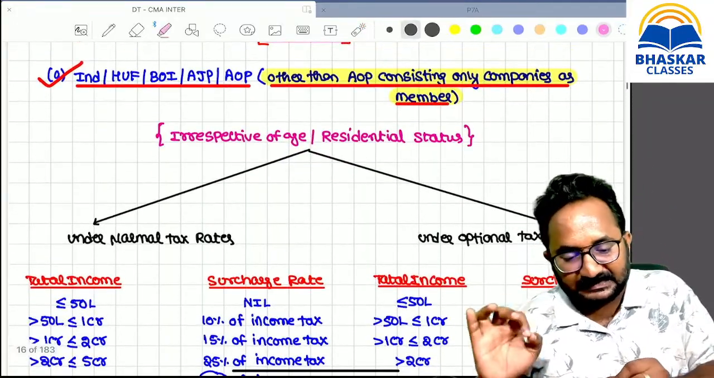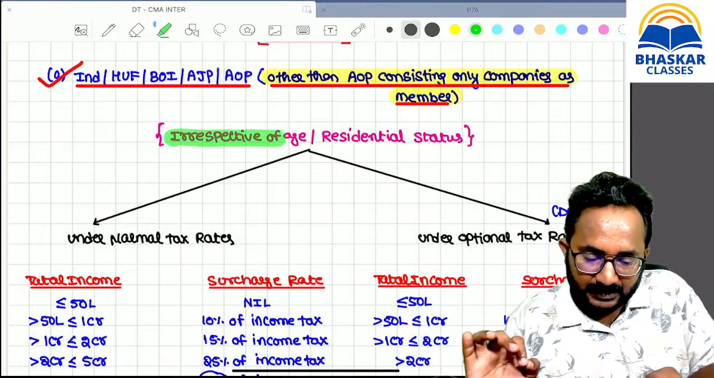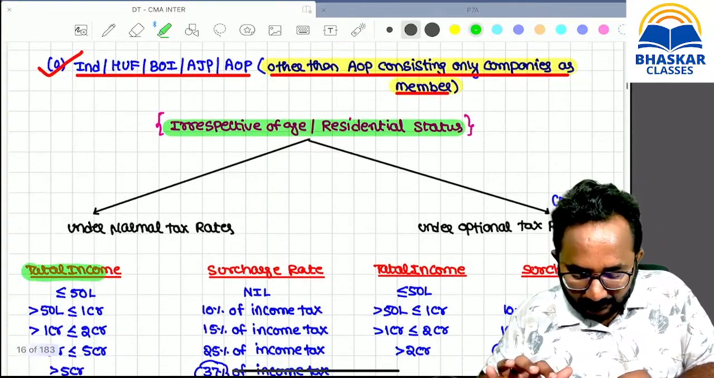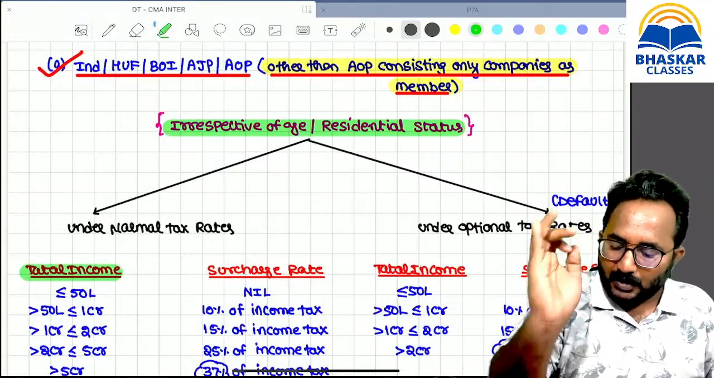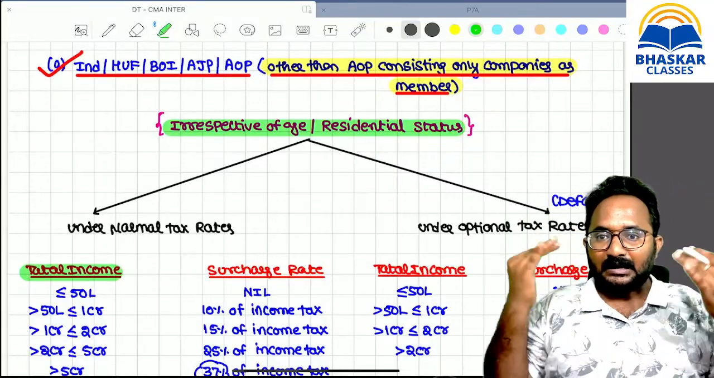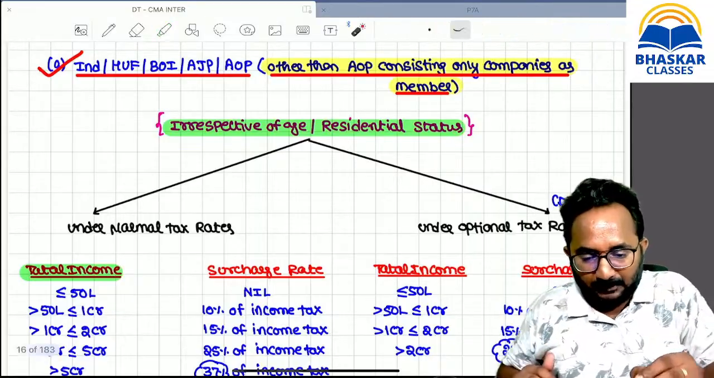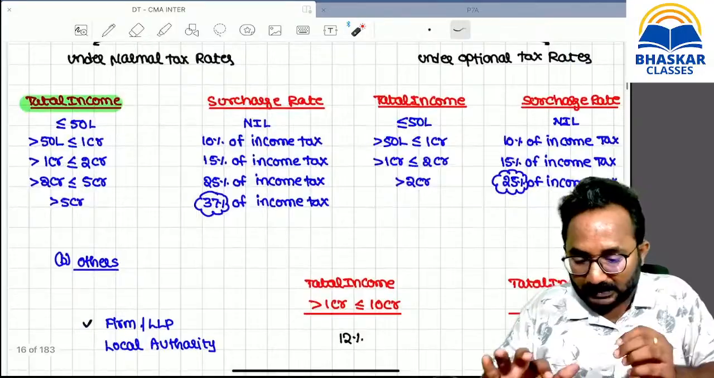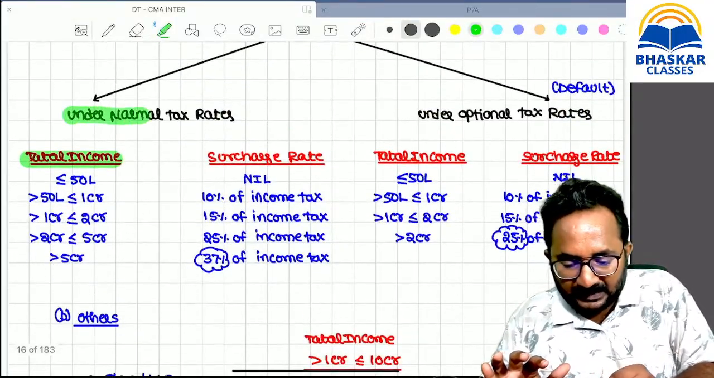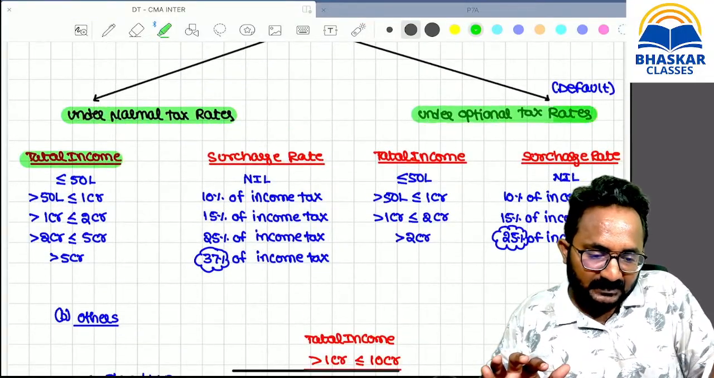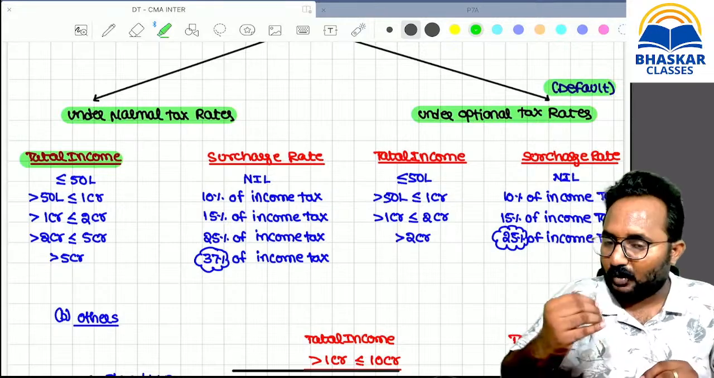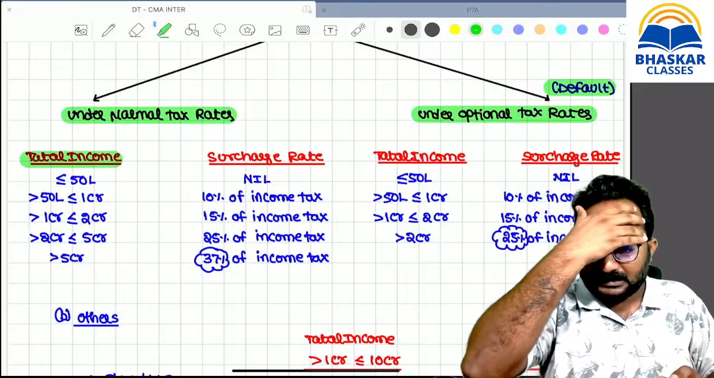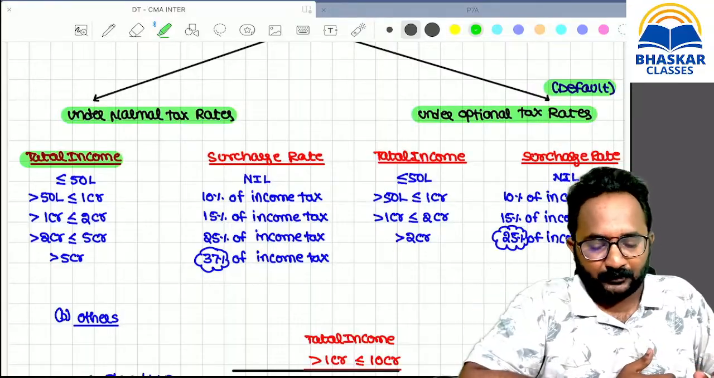While applying the surcharge rates, please forget about the age. Please forget about the residential status. You only have to check the total income. Whether you are rich or poor does not depend upon age and residential status. No, it depends upon the total income. This is under normal tax rates or under optional tax rates. I will tell you what the optional tax rate is now. That is the default tax regime. Remember, optional tax rates are the new rates, or default.